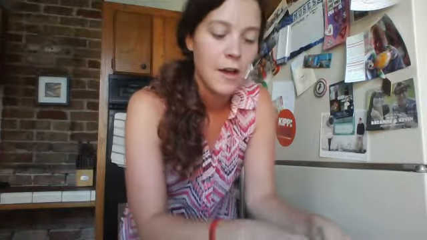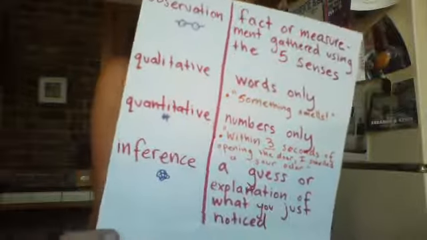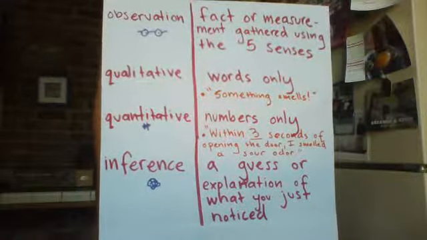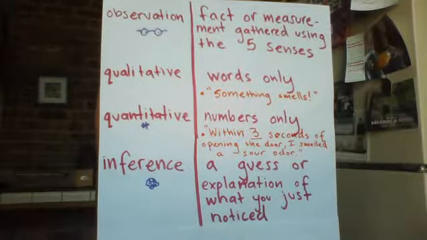And anytime we think about what we just observed, that's called an inference. An inference is a guess or explanation of what you just noticed. That's our next vocab word. So I gotta make a guess. I gotta explain what I just observed. So let me take another look.